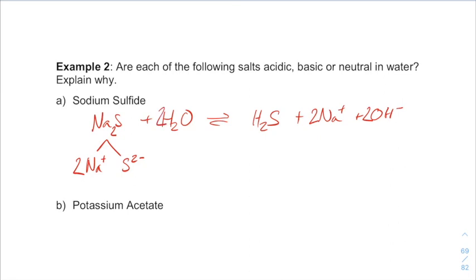And that produces hydroxide, so this is a basic solution.